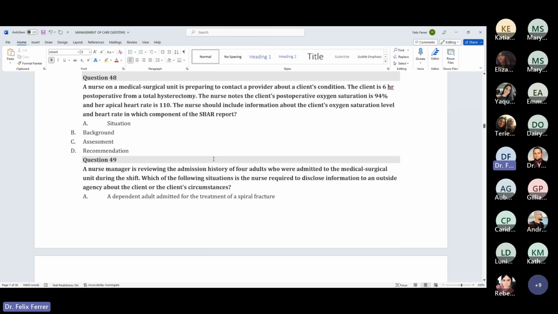48. A nurse on a medical unit is preparing to contact the provider about a client's condition. The client is 6 hours postoperative from a total hysterectomy. The client's postoperative oxygen saturation is 94 and apical rate is 110. The nurse includes information about the client's oxygen saturation level and heart rate, which is the component of the SBAR report? C, assessment. Everything you have right there is an assessment finding. Really good.